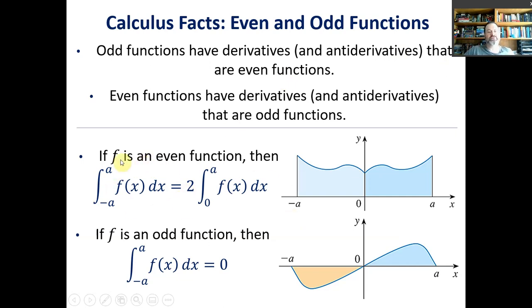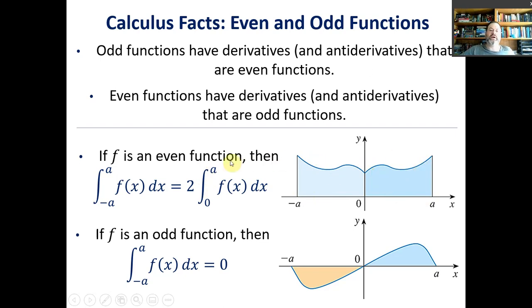So the integral, so if f is an even function here, the integral from negative a to a of f of x dx is actually double the integral from 0 to a. Okay, so notice that for an even function, let's say it starts off positive, this part here is half the size of this whole thing, because they're mirror images on both sides, right?